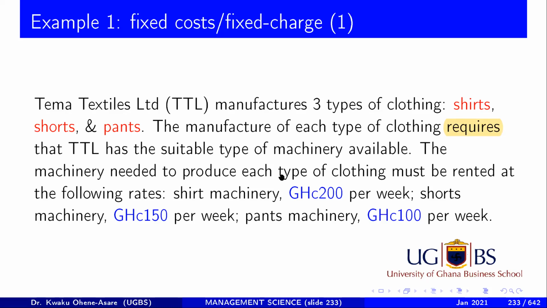The machinery needed to produce each type of clothing, or in short, the machinery needed to produce shirts, shorts, pants, must be rented at the following rate. The shirt machinery should cost 200 cedis every week. The short machinery should cost 150 cedis every week, and the pant machinery should cost 100 cedis every week. So those are the costs. Now that should again tell you that these costs must be incurred before you do your production, because they are machinery, and the fact that you buy the machinery, you incur that cost, doesn't mean you've done your production. So those costs have to be borne. Whether or not you are going to produce to make money, that cost has already been incurred.